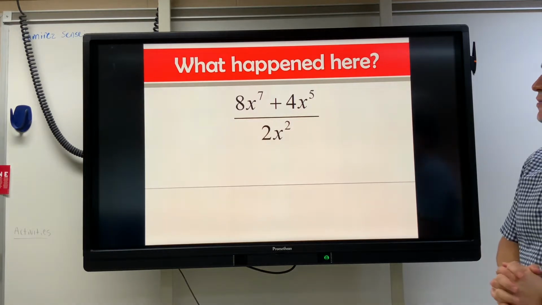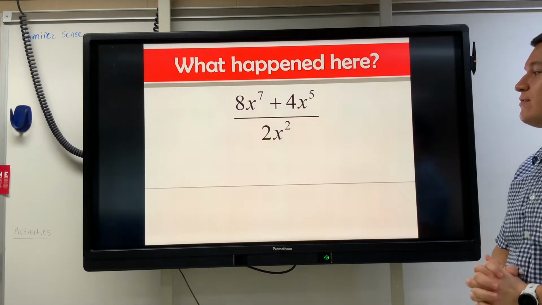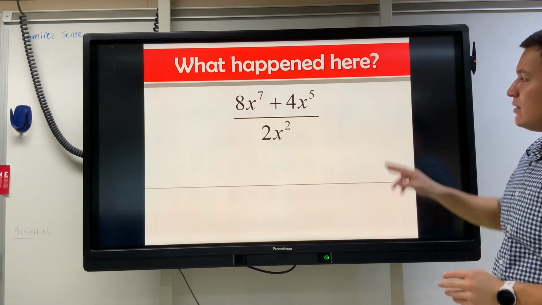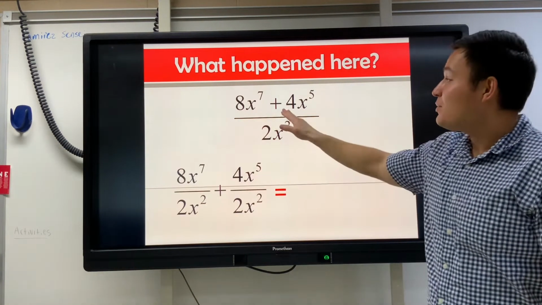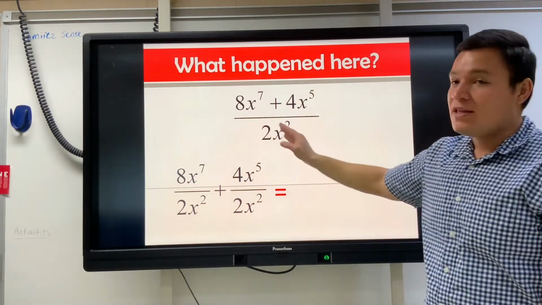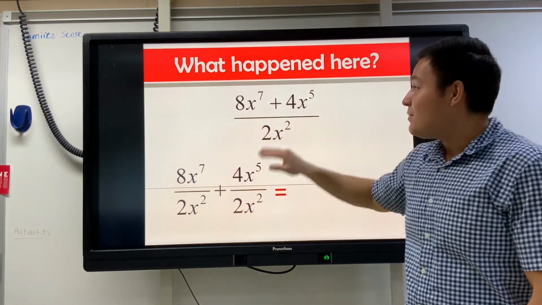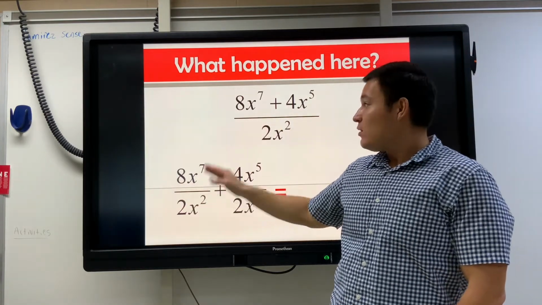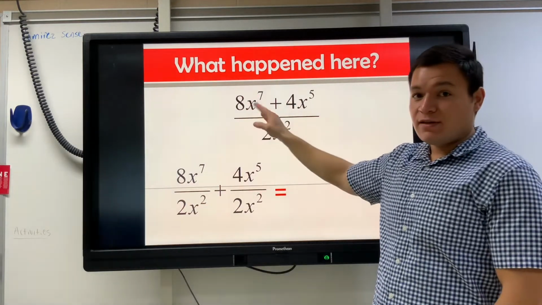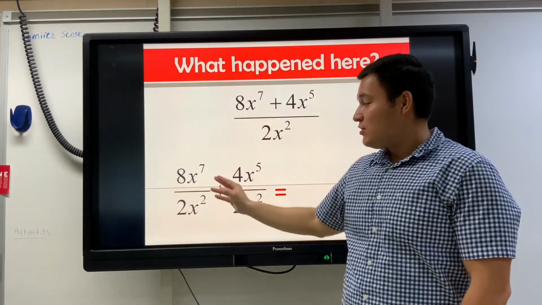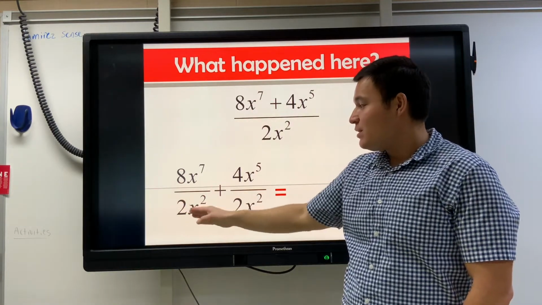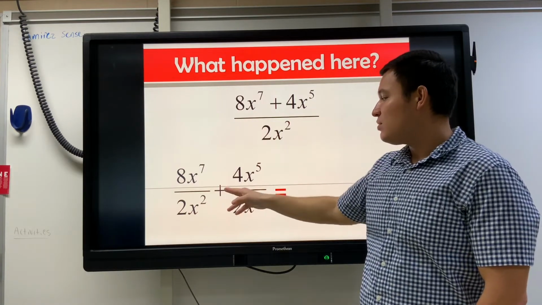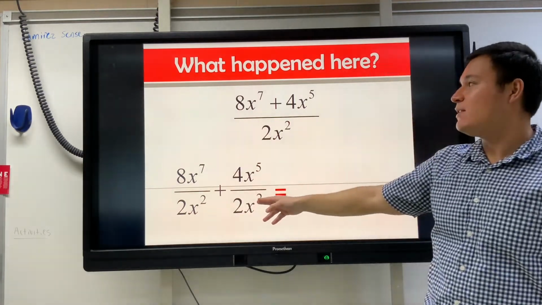8x to the 7th plus 4x to the 5th divided by 2x squared. Let's see. Whenever 2 numbers are on top of the same fraction, that means that both of those are actually being divided by that number. Whenever 2 numbers are adding or subtracting in the numerator, you could split them apart to be the first term divided by the denominator plus the second term divided by the denominator.